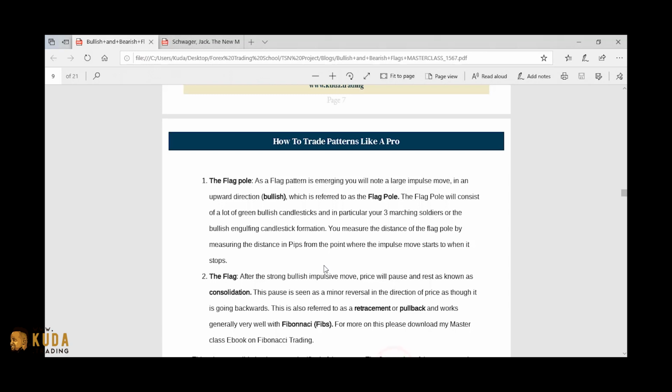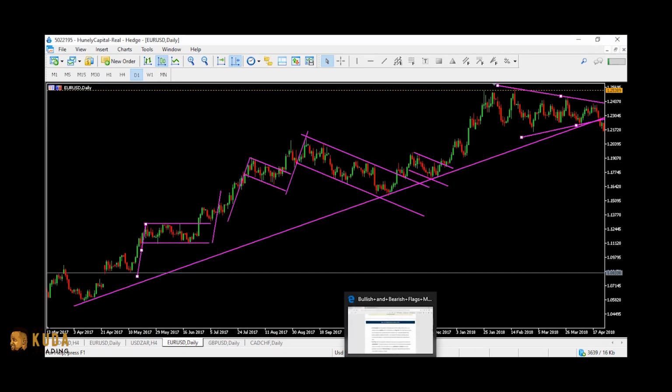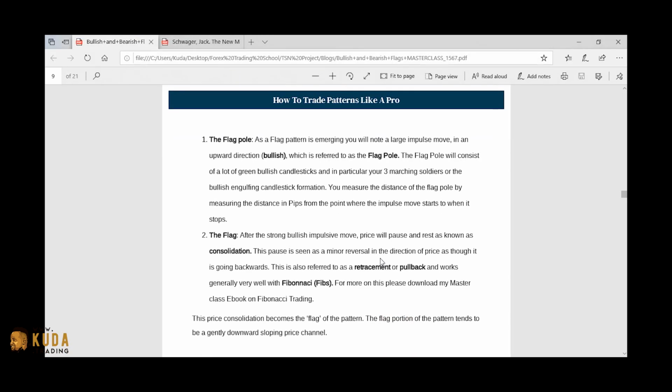What you then note is that the flagpole will consist of a lot of bullish candles, green candles. You see those green candles, a lot of them lined up in a row. Sometimes you get your three marching soldiers there, but it's just basically bullish action going in an upward direction, right? The flagpole consists of a lot of bullish candlesticks, and in particular, there's three marching soldiers, or some bullish engulfing candlestick formations.